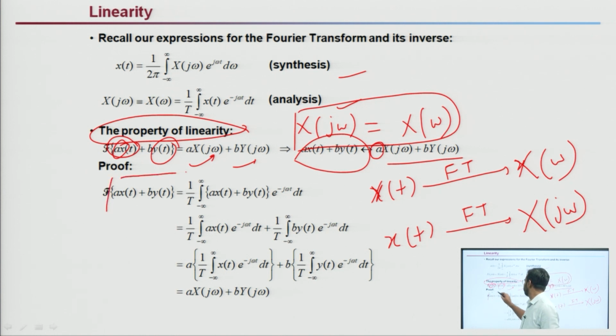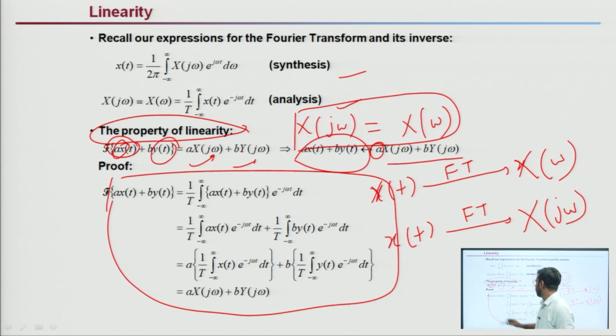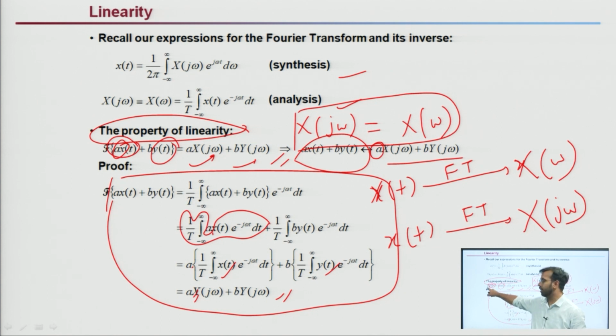This is basically the proof. How will we prove it? See what changes will come. Here a, and here it will come b. From this function we take a as common, and it becomes X j omega and Y omega. This is how we prove that the linearity property gives the same result, only the output gets multiplied by the individual amplitudes of the input. If x t was multiplied by a, the output will also get multiplied by a.